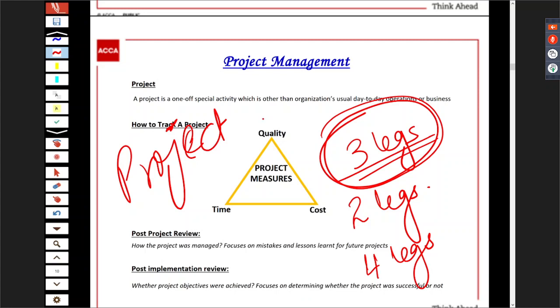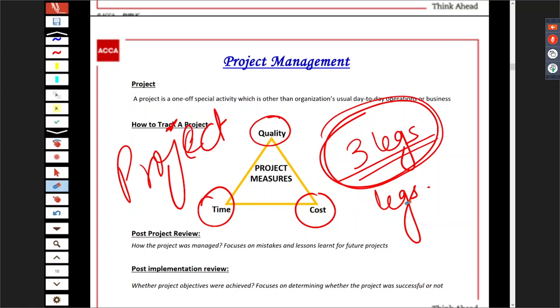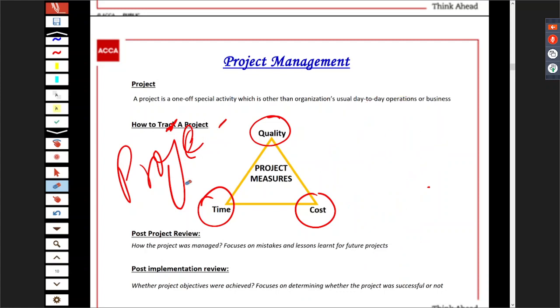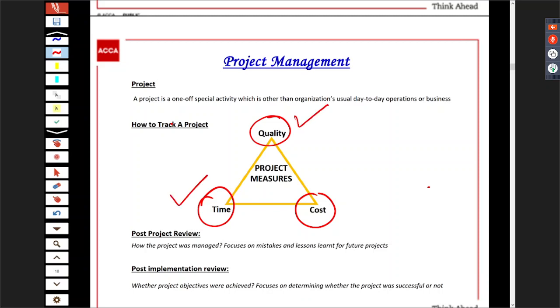So now remember that a project is the only animal in the world which has three legs. Leg number one is quality, time, and cost. Why I use this stupid example is so that you guys can remember this all your life, that a project has three variables. All projects stand on three pillars. There are three aspects to each and every project. There's a design or a quality aspect, there's a time element, and a cost element.